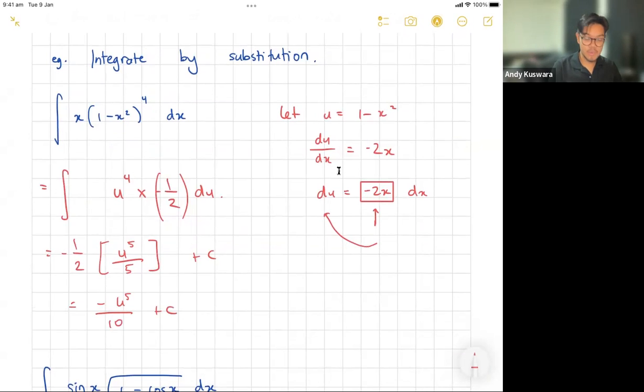And I know that u is, now I'll just replace it back in. It's going to be negative 1 minus x squared to the power of 5, over 10, plus c. And that there's my integration.